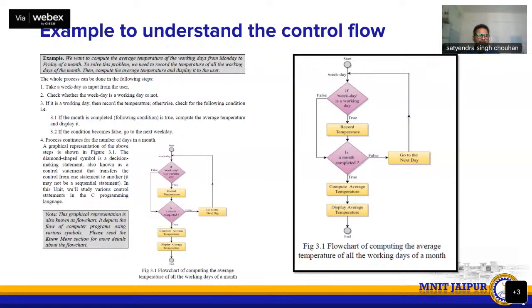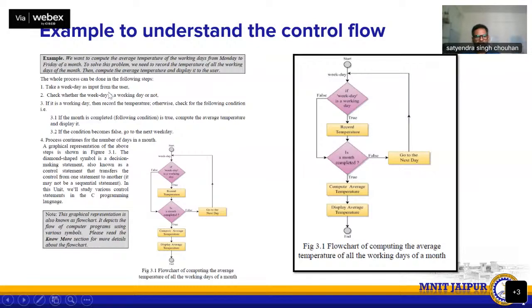So for each day we have to check whether it is a working day or not, and then we take the record of the temperature of that day. So that visualization shows the example, the start of that example, and what are the tools available in C programming language to cater this control statement.